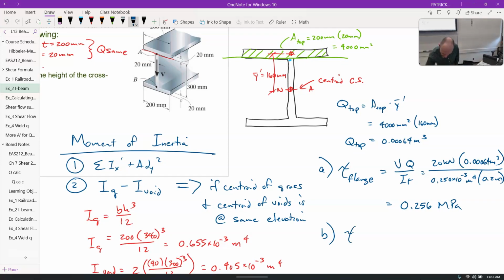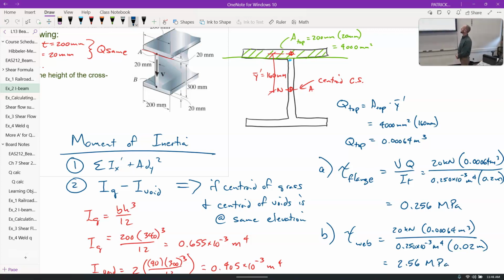So for the shear stress at point A there in the web, everything's the same except for the t. So we've got the same values. Q is the same. And then the thickness there is 20 millimeters, which is 0.02 meters. So 2.56 megapascals. Questions on that?